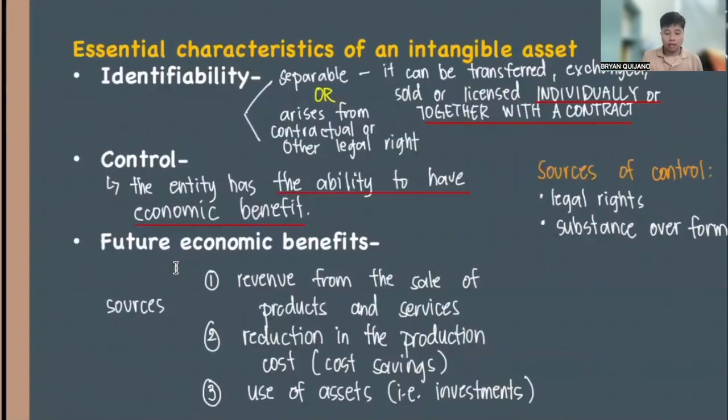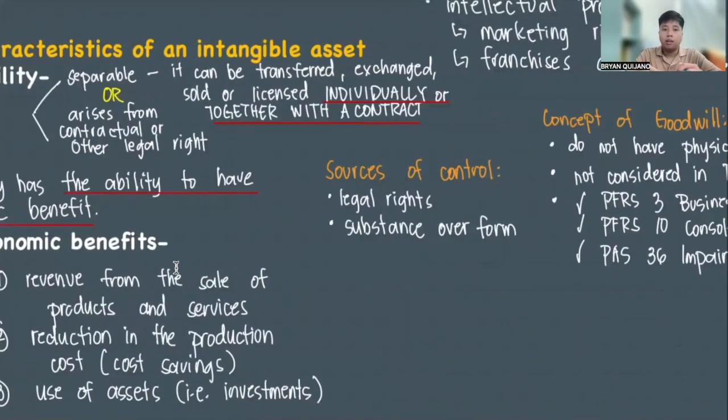When we say control, the entity has the ability to obtain the economic benefit. The entity who will receive the economic benefit should be the one to recognize the intangible asset. Let's talk about the sources of control for an intangible asset. First are the legal rights. Here in the Philippines, we have the Intellectual Property Code, and the Intellectual Property Office, where you register your intangible assets so that you become the legal owner of that intellectual property.